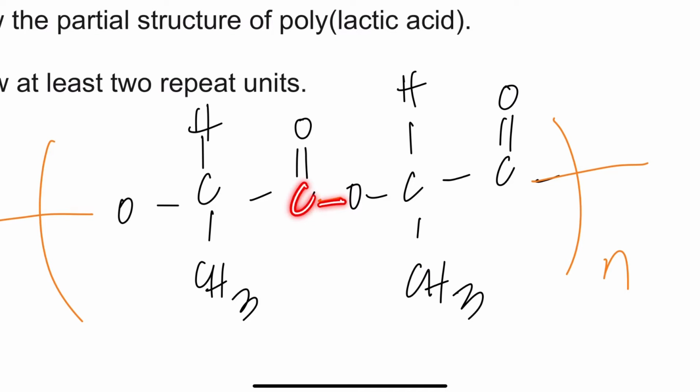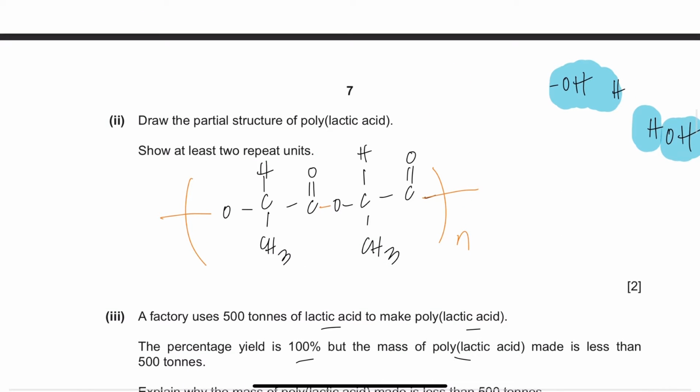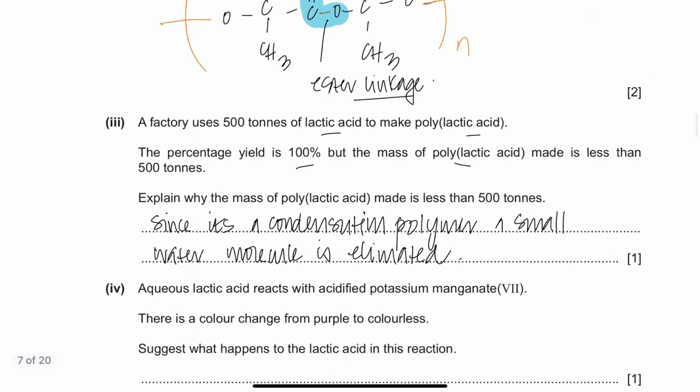Here C bonded to the O bonded to the C. Now getting it? Okay. Moving on. It's an ester linkage, obviously. That's the ester linkage, if you want to show it. That's why it's even called polylactic acid, right?